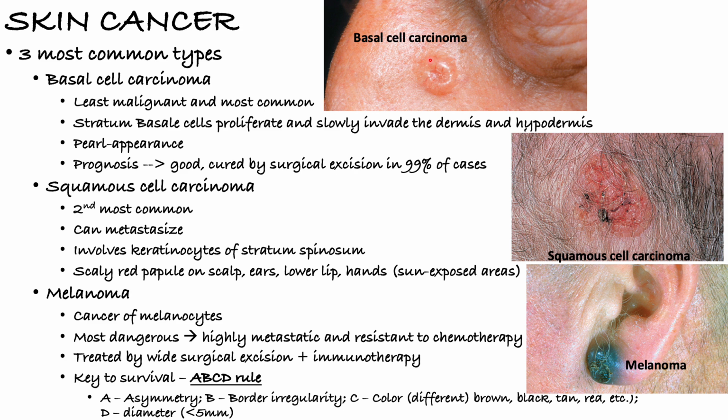The second type is squamous cell carcinoma. This is the second most common type, and this can metastasize, meaning it can spread to other organs. Not just, people think, oh, metastasize like spread on the same area. No, to other organs like brain, liver, and so on. This involves the keratinocytes of the stratum spinosum, which is the second layer of the epidermis. And we usually see this as scaly red papule on scalp, ears, lower lips, the hands.